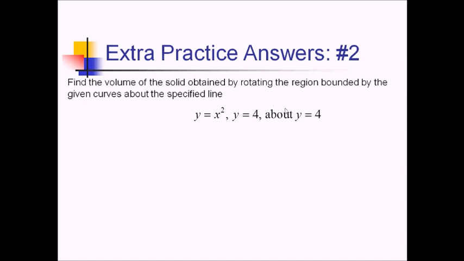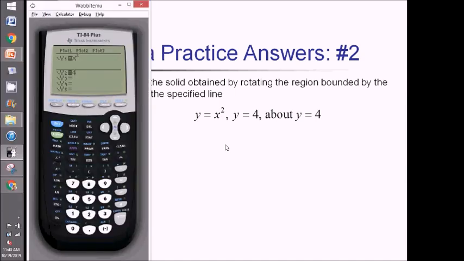On this problem, we want to rotate the area between x squared and y equals 4 around the line y equals 4. Well, this will be interesting. Let's graph this out and see what we're dealing with. So here's my functions I've entered in my y equals.